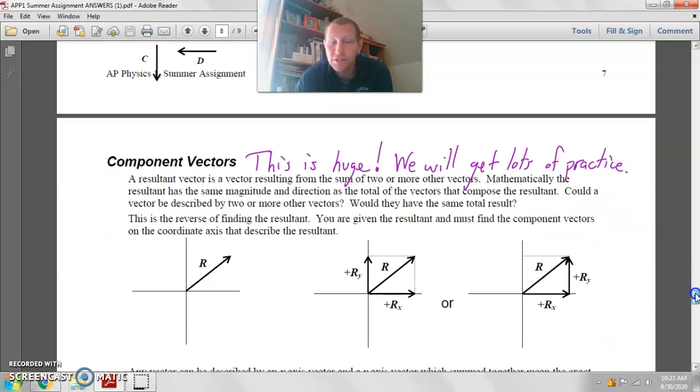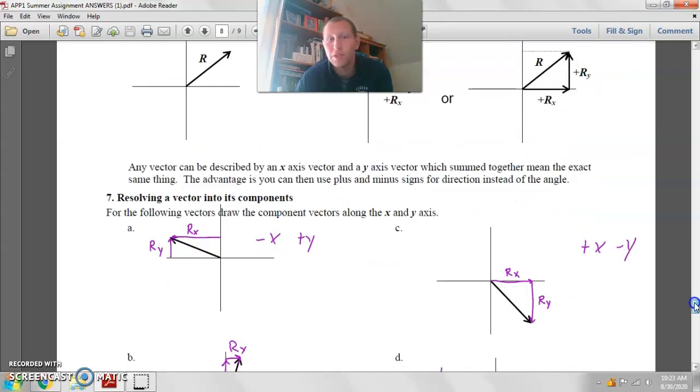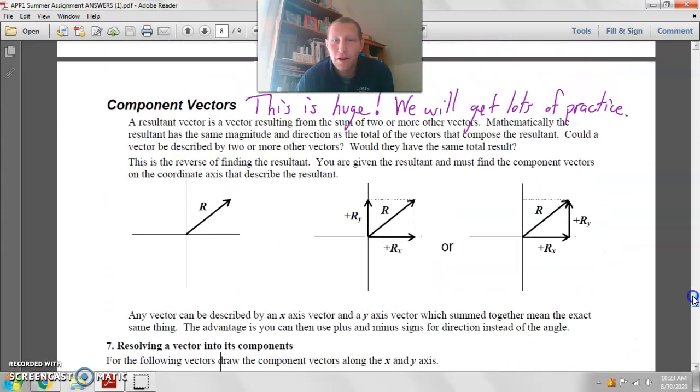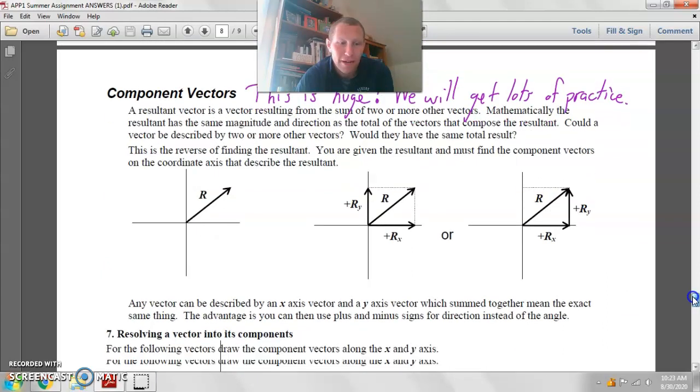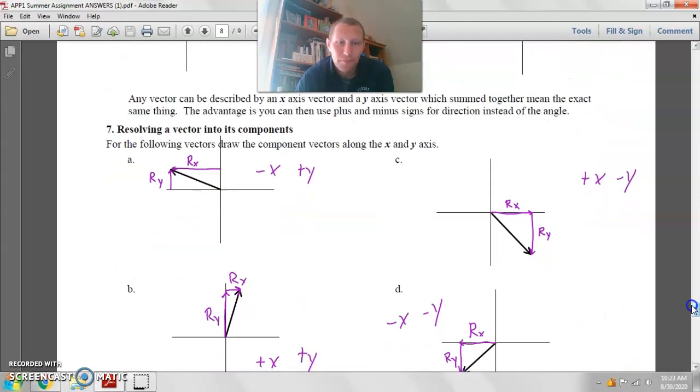And then component vectors, this is going to be huge. We're going to use this starting in the first unit, use it in the second unit, third unit. I don't think we stop using it until like the 5th unit or something like that. But this is how we are able to do 2-dimensional physics and not just 1-dimensional physics, is really the component vectors. So looking at that, right, breaking it down, if here is my vector, how much of it is in the x direction, how much of it's in the y? How much is in the x direction, how much is in the y? And we'll mathematically be able to break that down as well using our right triangle math.